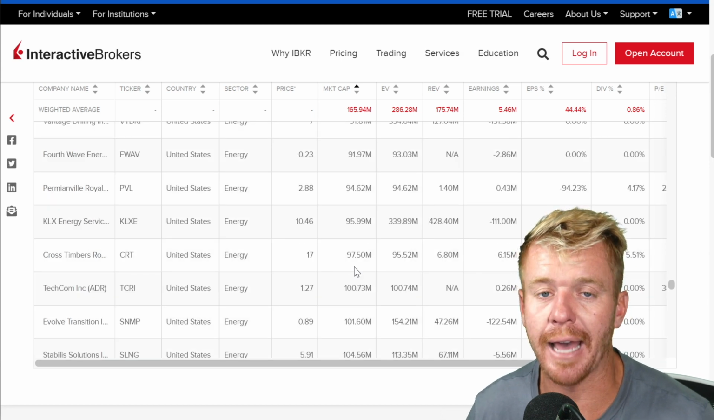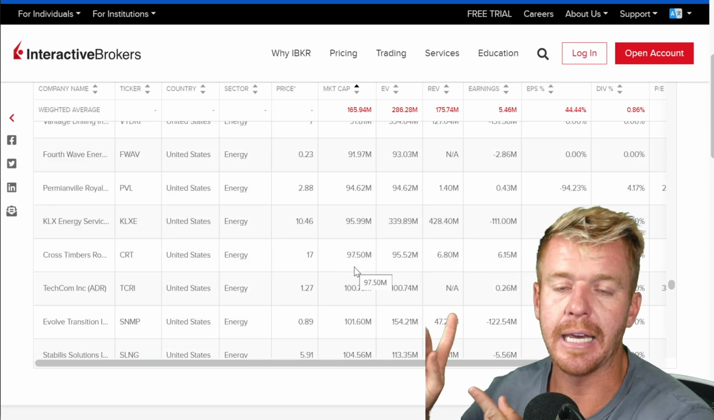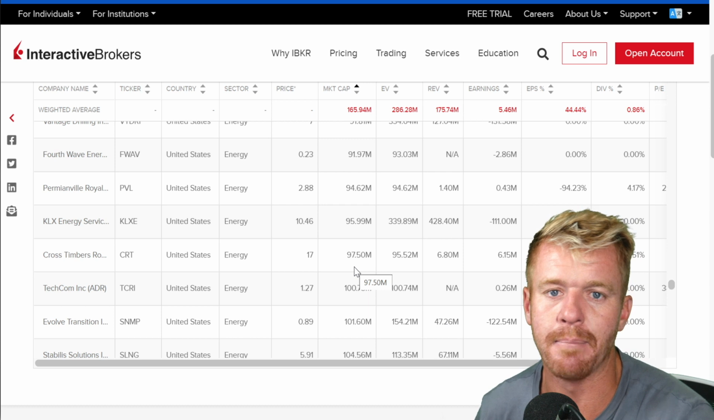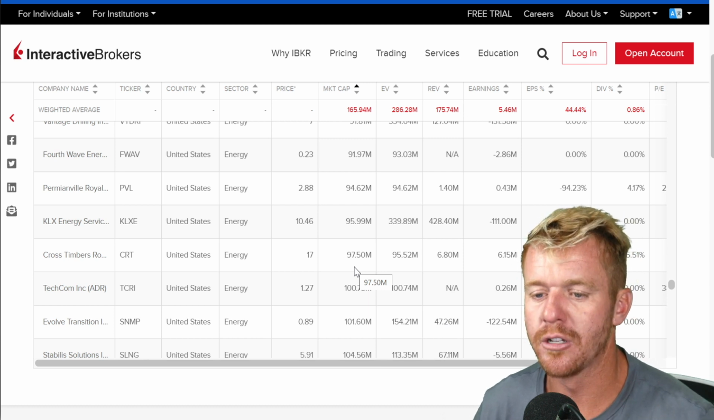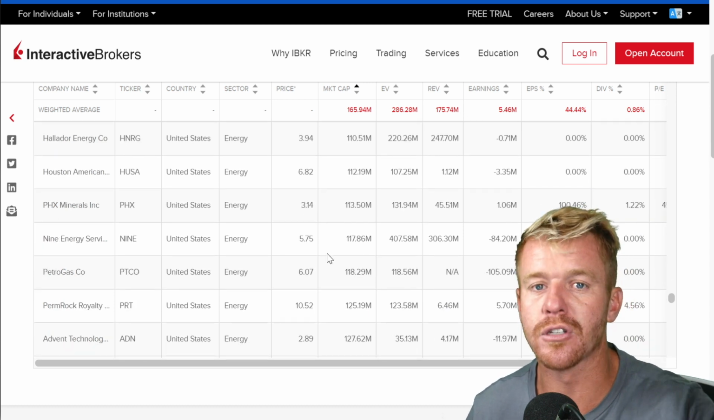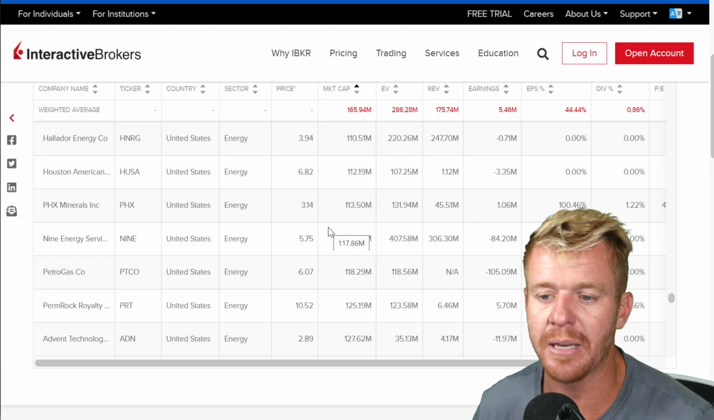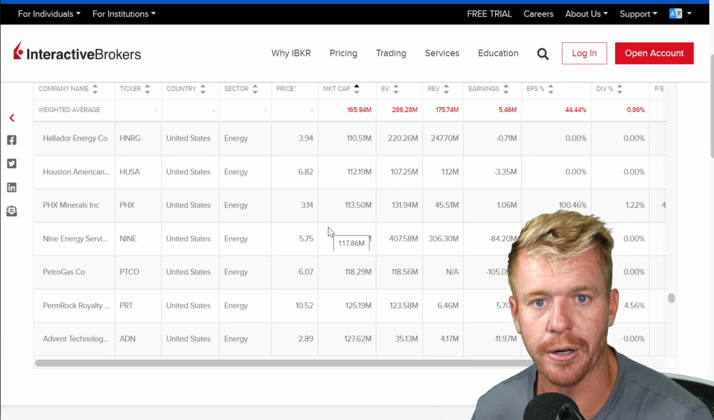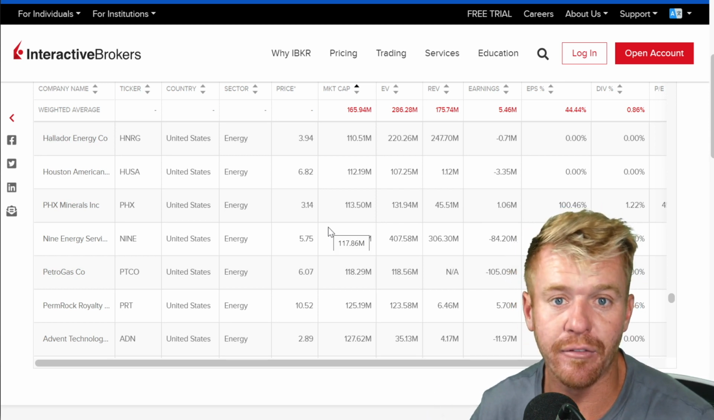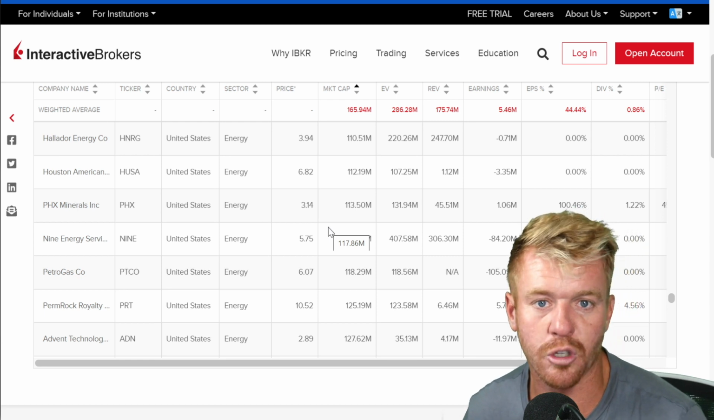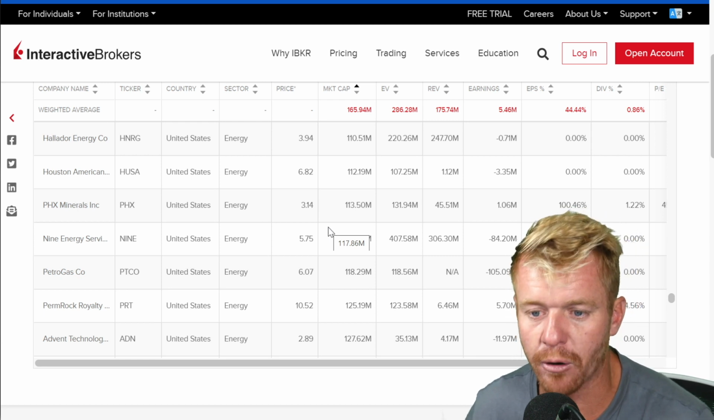So obviously the market cap is going to be based on the price of the stock and the amount of shares in the float. So I like seeing stocks that have a smaller market cap, because that's normally telling me that there's probably a smaller float, and that's going to give me a better opportunity for a big short squeeze, or a big squeeze in general, or just a bigger move in general here.